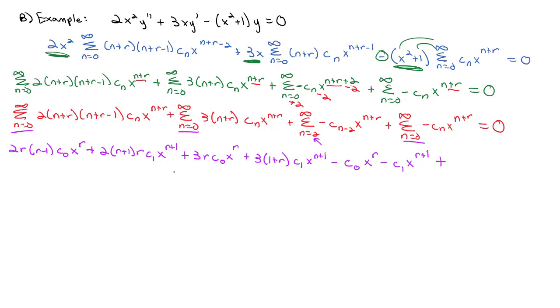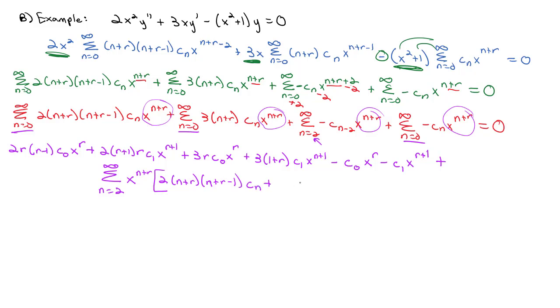Plus, moving on to the next line, all the factories are running from 2 to infinity at the same time. And what's nice is each factory has an x to the n plus r we can factor out, which leaves behind 2(n+r)(n+r-1) c_n, plus 3(n+r) c_n, minus c_(n-2), minus c_n. All of that equals 0. It doesn't even fit on one line, it's so long.